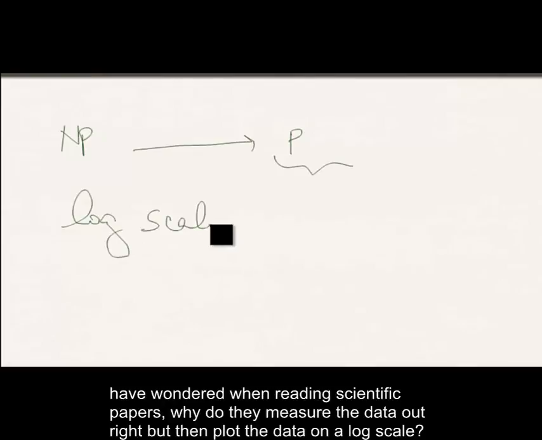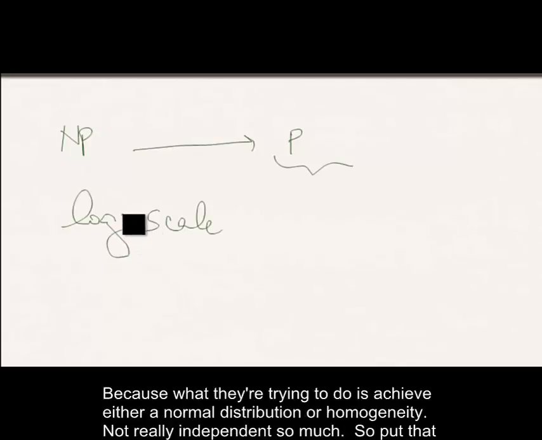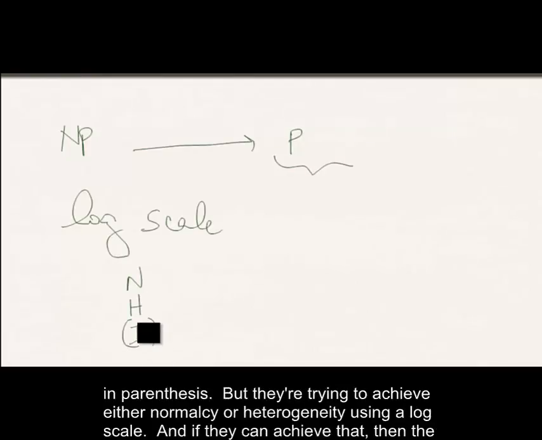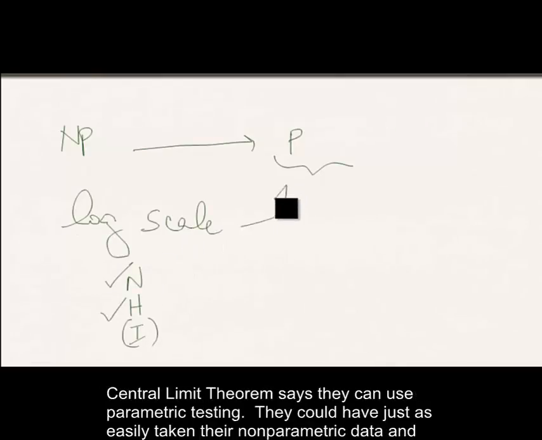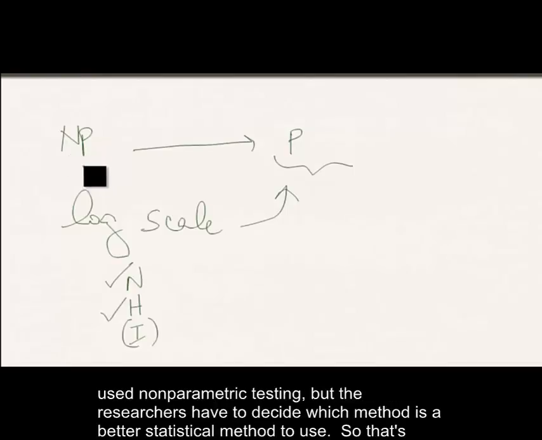So you may have wondered when reading scientific papers, why do they measure the data outright but then plot the data on a log scale? Because what they're trying to do is achieve either a normal distribution or homogeneity, not really independence so much, using a log scale. And if they can achieve that, then the central limit theorem says they can use parametric testing. They could have just as easily taken their non-parametric data and used non-parametric testing, but the researchers have to decide which method is a better statistical method to use.